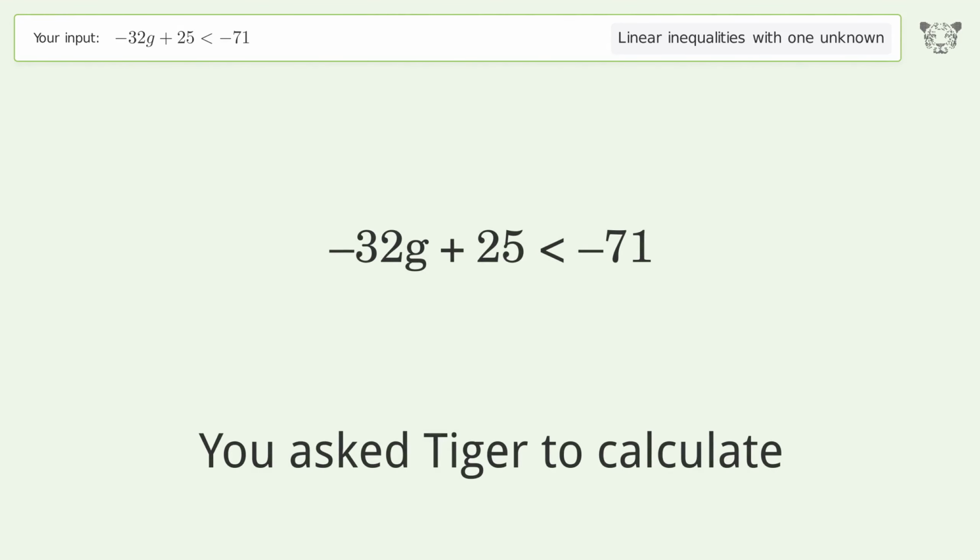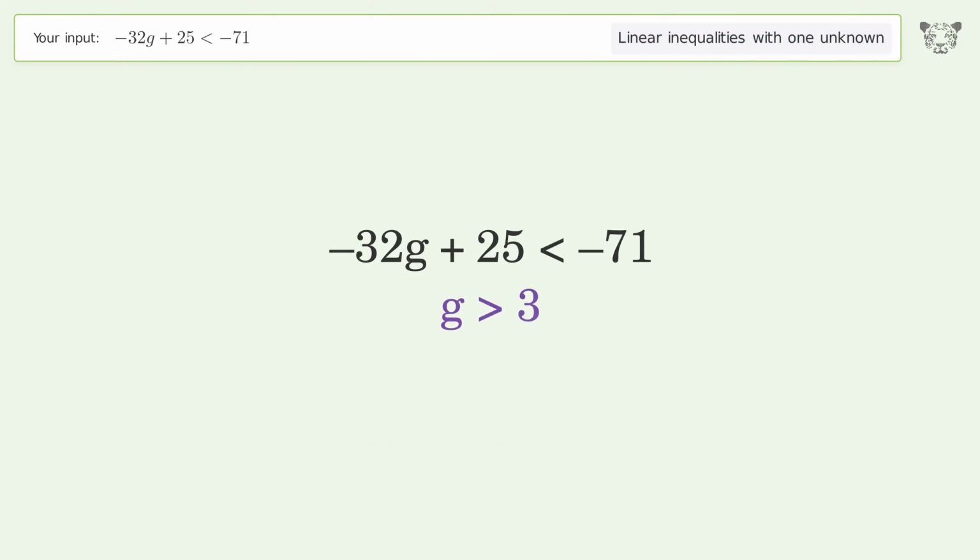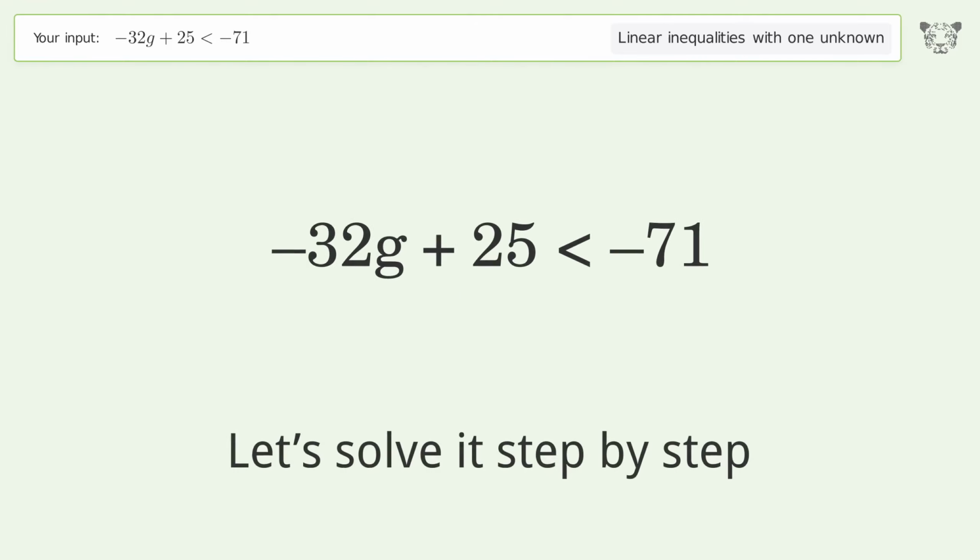You ask Tiger to calculate. This deals with linear inequalities with one unknown. The final result is g greater than 3. Let's solve it step by step.